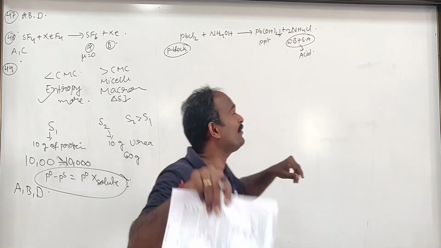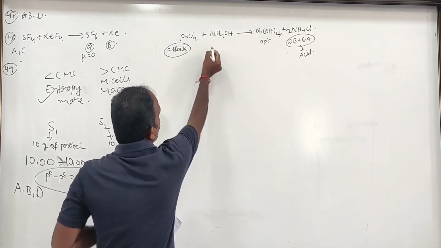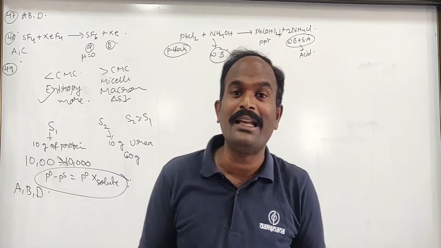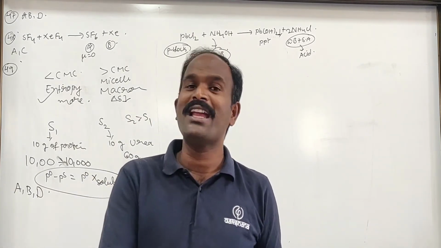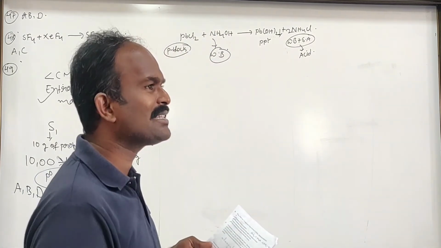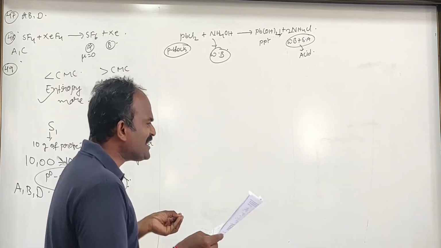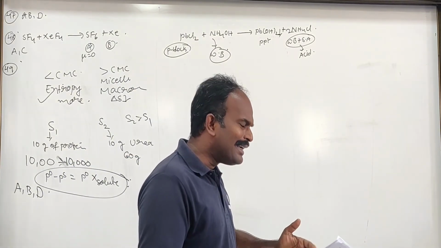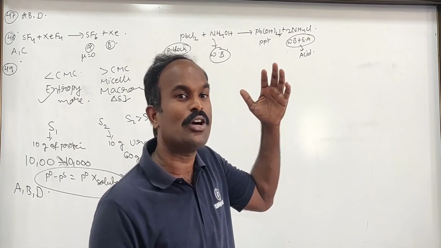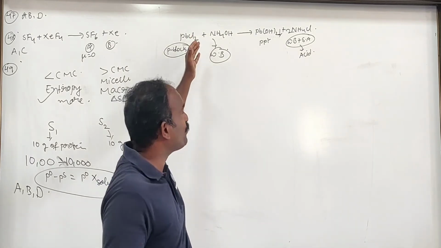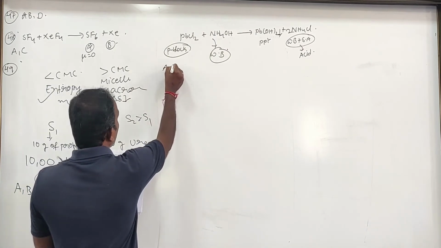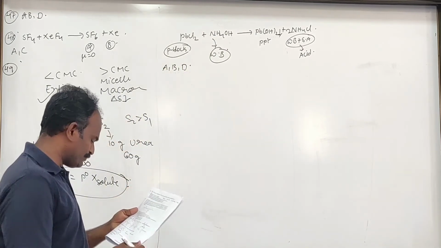After reaching the end point, what will be added here? Ammonium hydroxide. Ammonium hydroxide is which type of solution? Weak base. After the end point, only aqueous ammonia is present, and that aqueous ammonia is a weak base. A weak base, definitely its molar conductance is going to be very, very less. So after reaching the sharp end point, if you keep on adding the ammonia, there will be no that much change of molar conductance. Therefore, A, B and D are true.